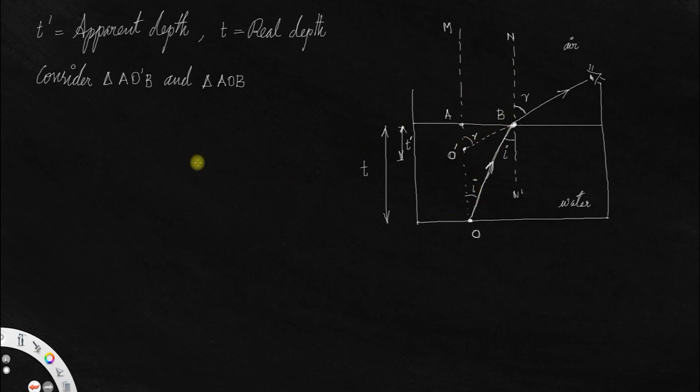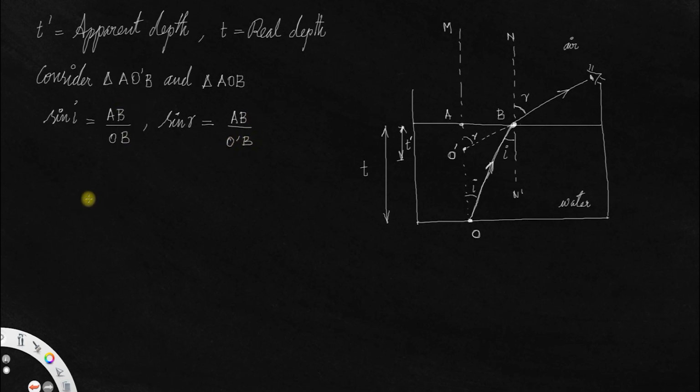Now, if I take the value from triangle AOB, we have sine of angle of incidence, sin I, will be opposite side, which is AB, divided by the hypotenuse. Hypotenuse here is OB. Similarly, sin R will be opposite AB divided by O dash B.